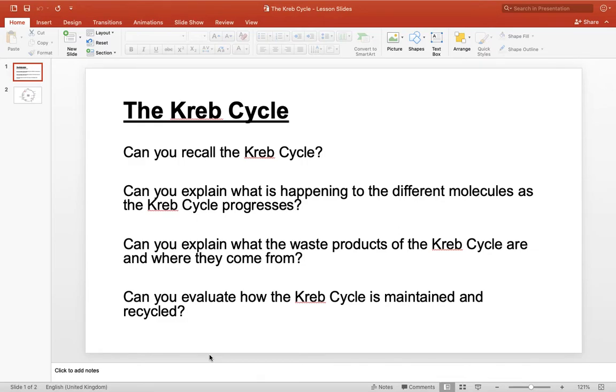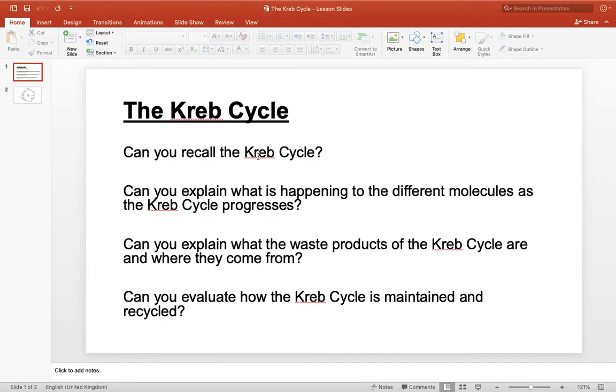Hello and welcome to our next lesson in A Level Biology, looking at respiration and more specifically aerobic respiration. In previous lessons we've looked at glycolysis and we've looked at the link reaction. Today we're going to look at the Krebs cycle.